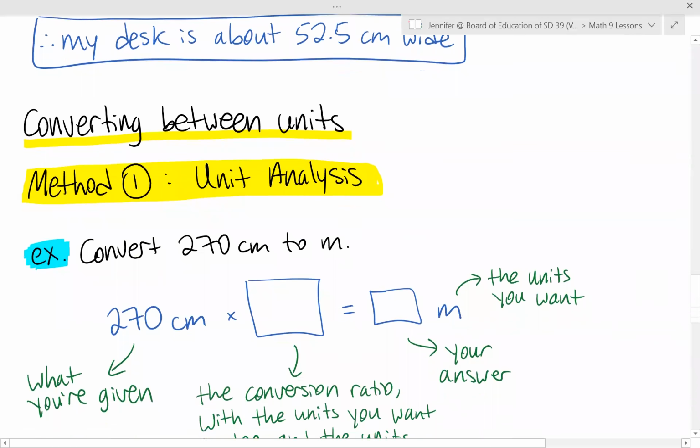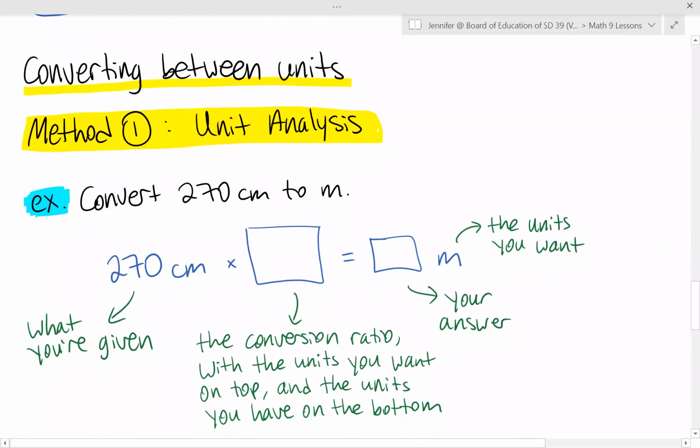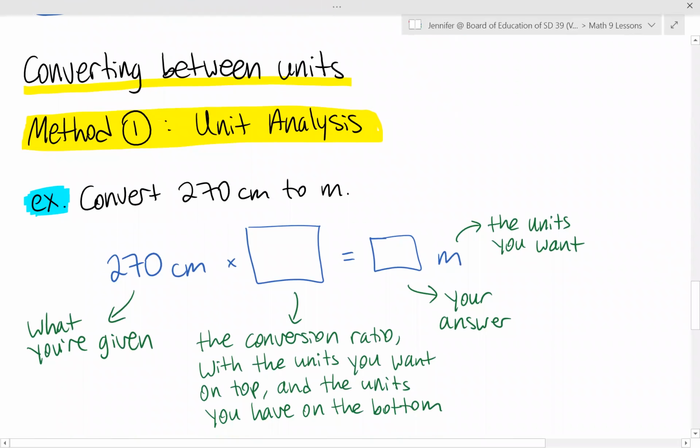To do so, we would set up something that looks like this. The first thing we would write down is what you're already given. So we know that we're given 270 centimeters. We're going to multiply it by something. I've left it as an empty box for now. And this something is the conversion ratio. In other words, how many centimeters are in meters or vice versa. And I'll talk more about that in a second. And this is going to be equal to whatever answer we're looking for and then the units that we want.